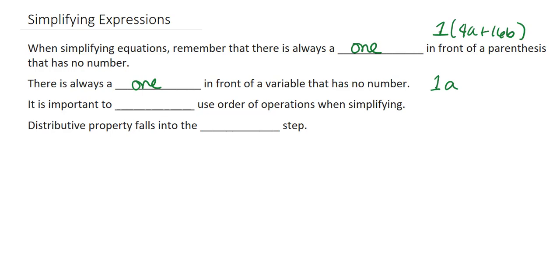So it's important to always use order of operations when simplifying. And remember, distributive property falls into the multiplication step. So let's look at some examples.